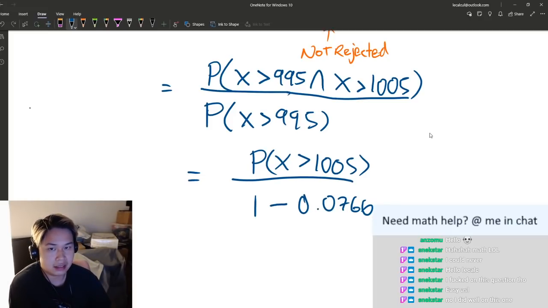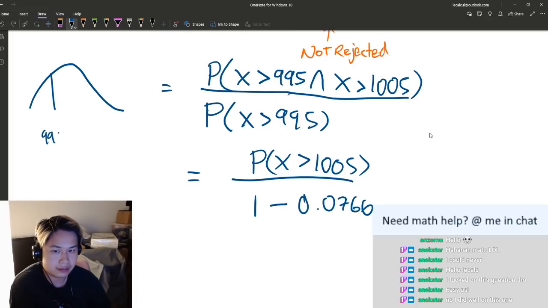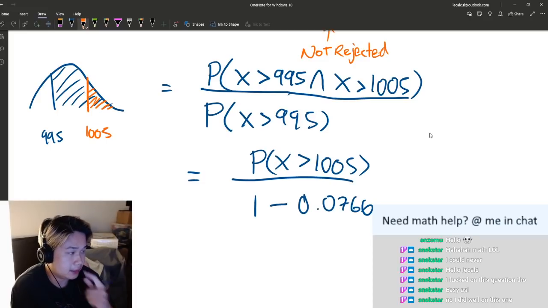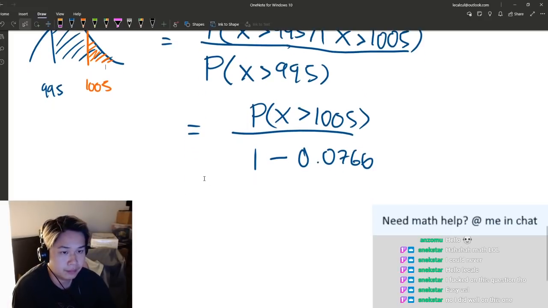Because again, look at this picture. Here's like 995, and then here's like 1005, let's say. You can clearly see that the intersection of the two areas is just the orange area, because the orange area is inside of the blue one. So this intersection is just this probability, which we can calculate.